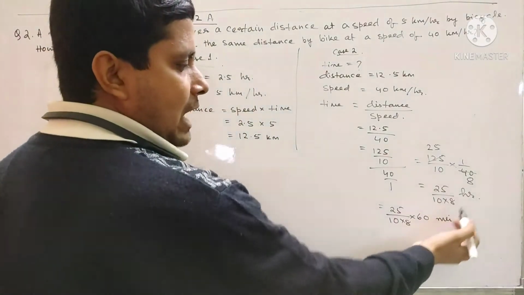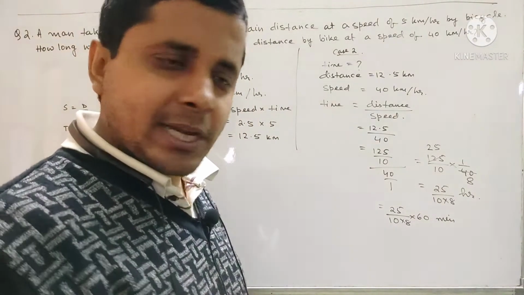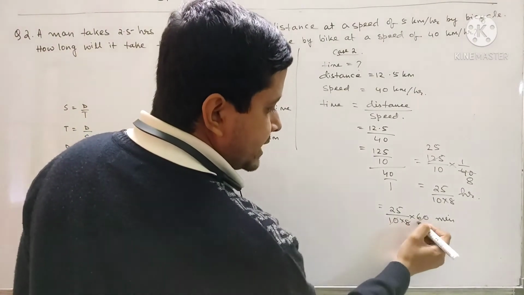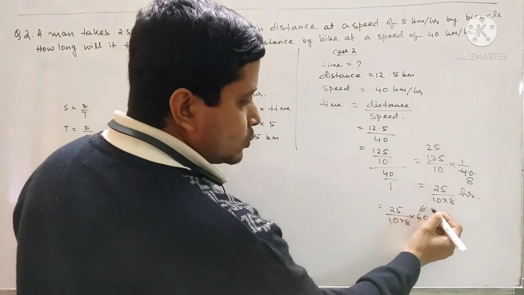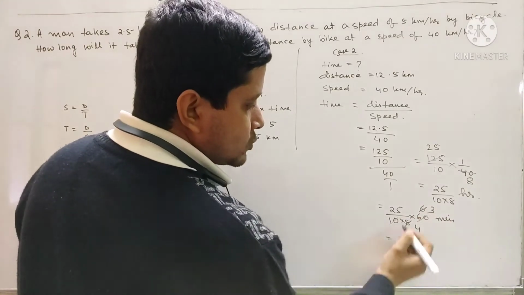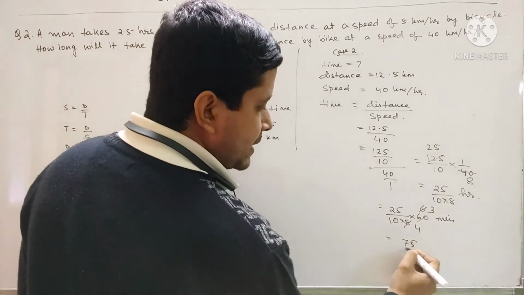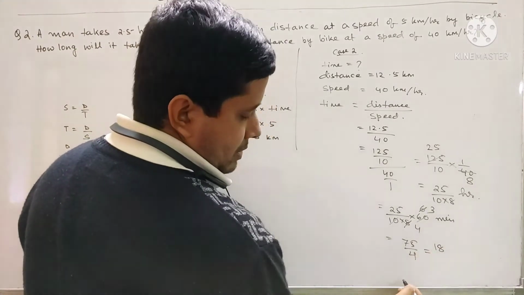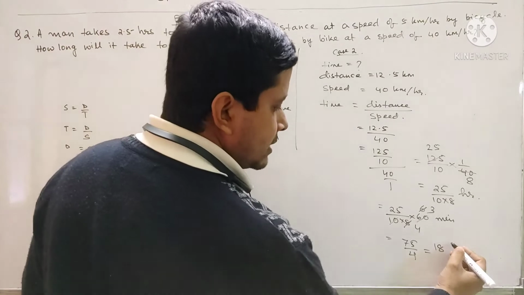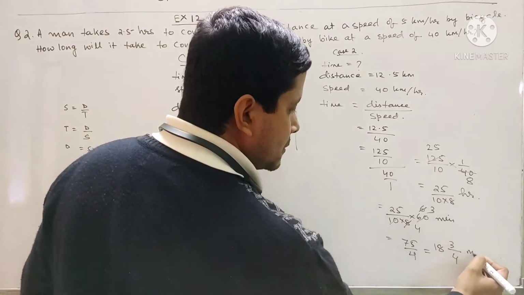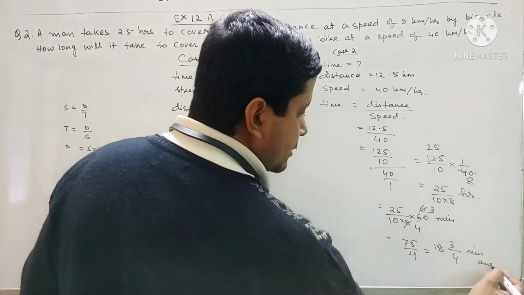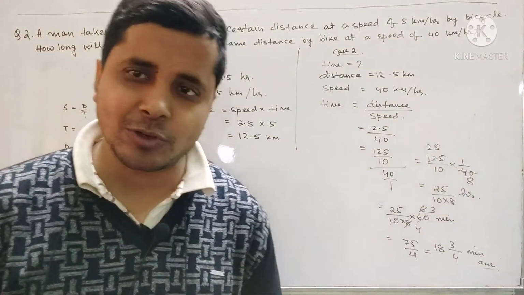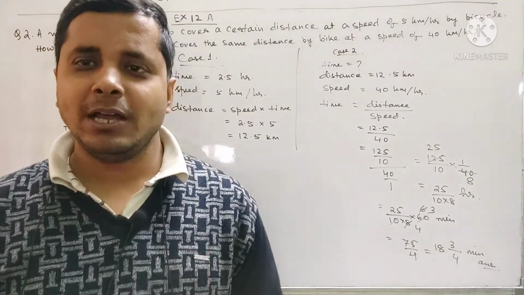We know that 1 hour is equal to 60 minutes, so we will multiply it by 60. So 10 sixes are 60, then 2 threes are 6 and 2 fours are 8. So it has come to 75 by 4. That is equal to 18, 4 eights are 72, so 18 and 3 by 4 minutes. This is our answer. Clear students? I hope you understood. Okay, then we will go to the next question.